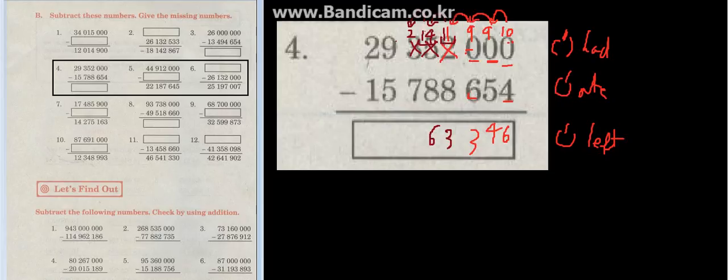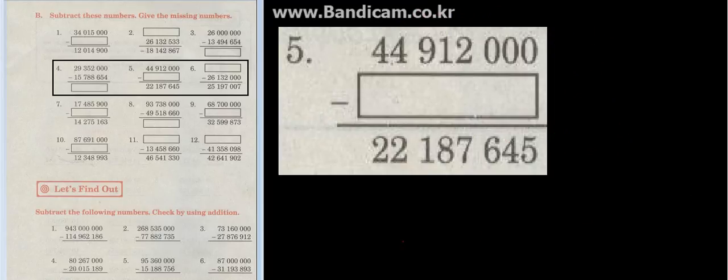And 2 minus 7 is impossible, so we should borrow once again. So this 9 becomes 8, and the remaining 1 becomes 10 in the bottom column. So 12 minus 7 becomes 5. Now, 8 minus 5 is 3. And 2 minus 1 is just 1. So the final answer is 13,563,346. Now let's go to problem number 5.